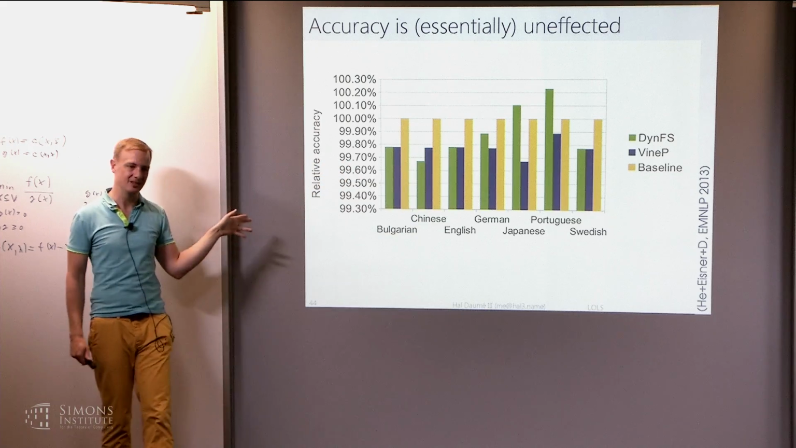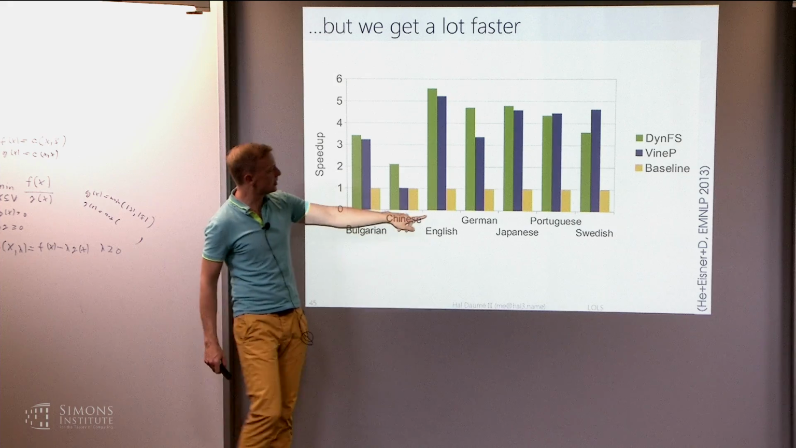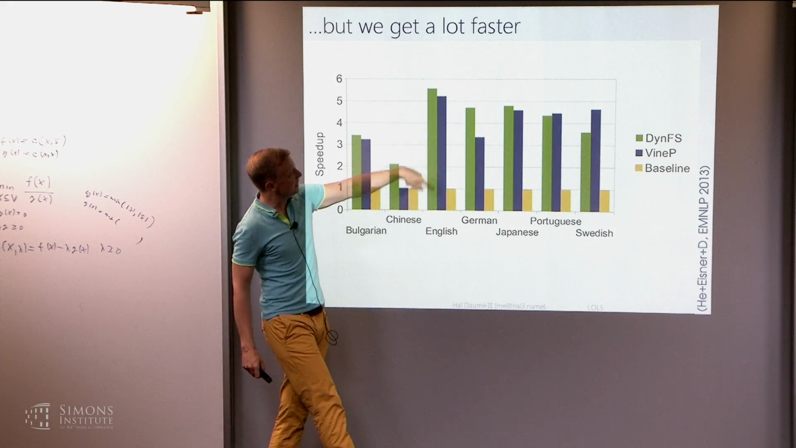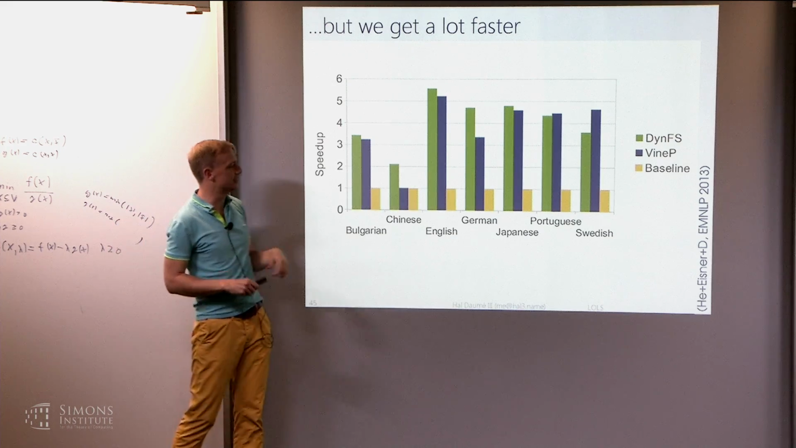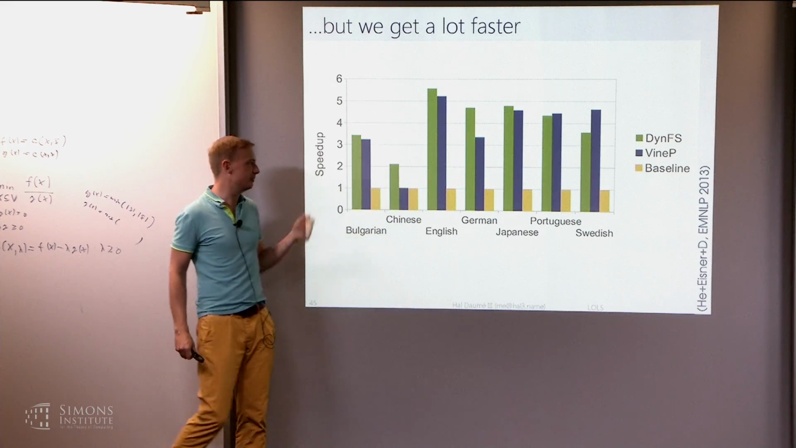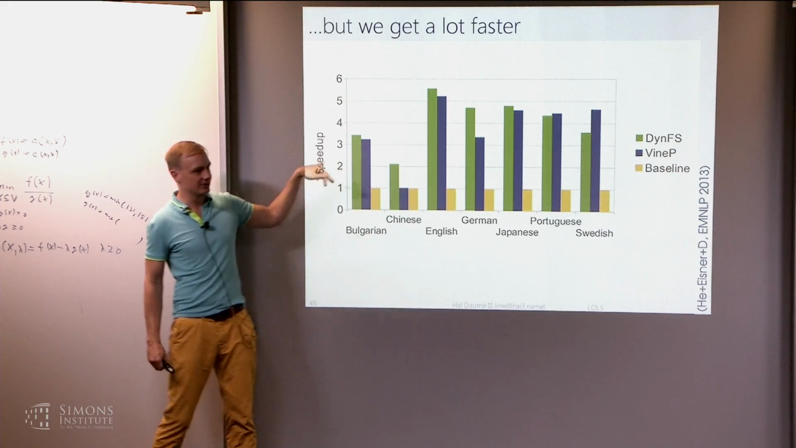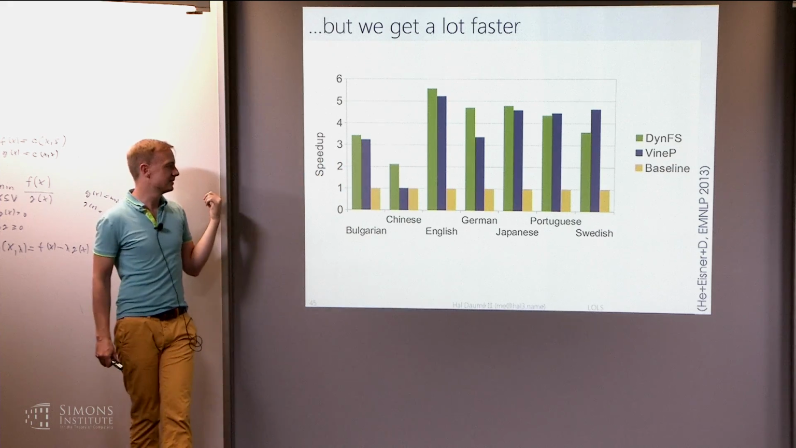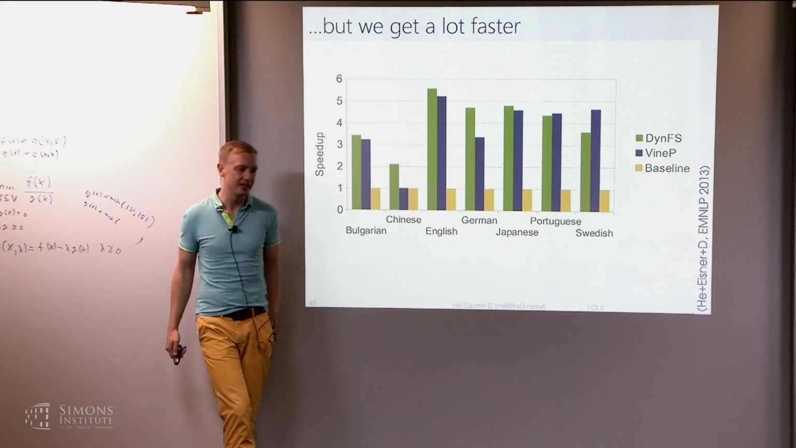We don't do better or worse at parsing. We just get faster. In terms of speed, on English, this is all normalized to 1. So on English, we're about 5.5 times faster than the baseline. For Chinese, we're not really that much faster. The blue bar is this vine pruning algorithm by Sasha Rush, which is quite different, but it was sort of the obvious competitor at the time.